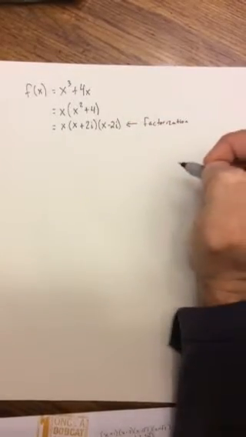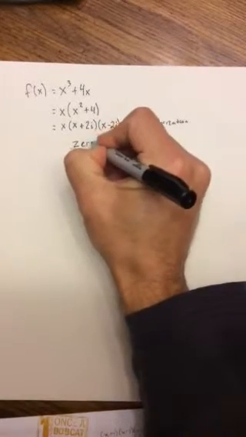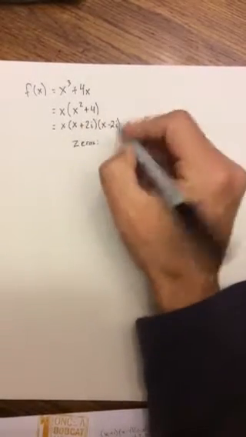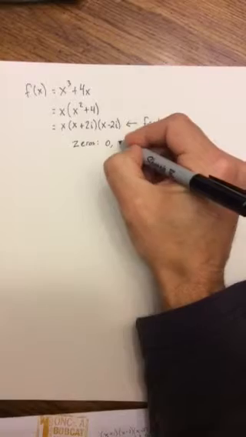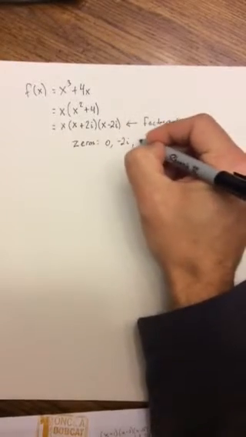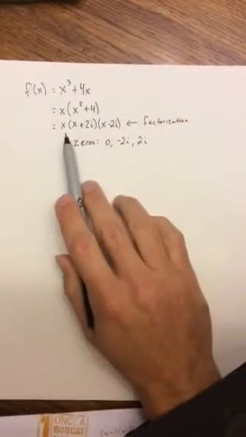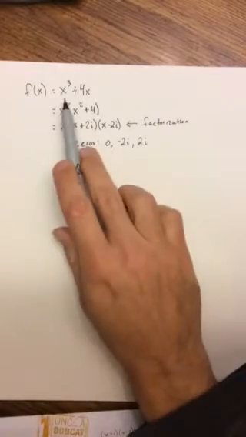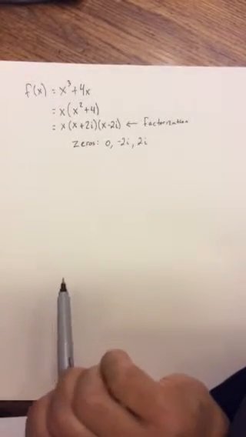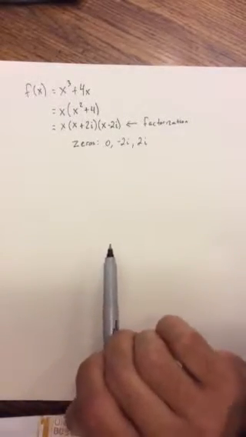If I was to multiply all of that back out, I should get there. My complete list of zeros would be 0, negative 2i, positive 2i. So 3 factors, 3 zeros for a third degree. That one I didn't even need to use technology on.